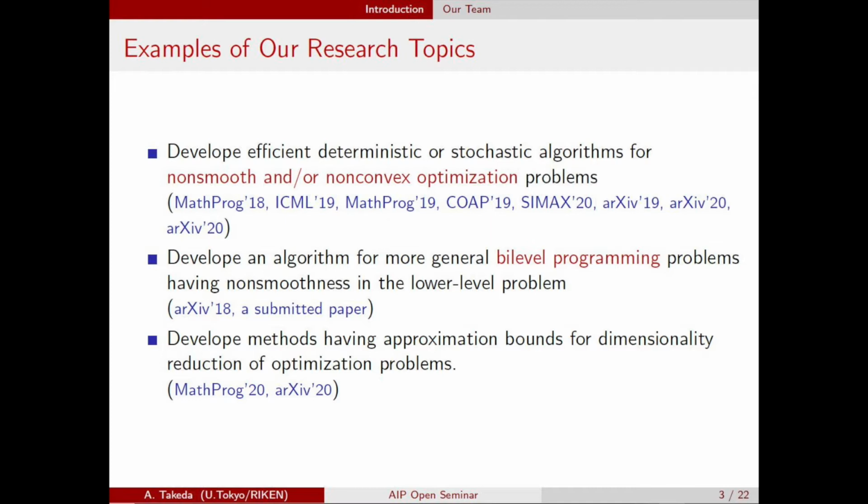I will explain in more detail. For example, we developed efficient deterministic and stochastic algorithms for non-smooth, non-convex optimization problems. Those features, non-smooth and non-convex, make optimization problems difficult. We work on problems having non-smoothness and/or non-convexity. We had some research results, which are published in these papers, and we are still submitting several papers on these topics. The next two speakers will talk about a deterministic approach and a stochastic approach for these problems.